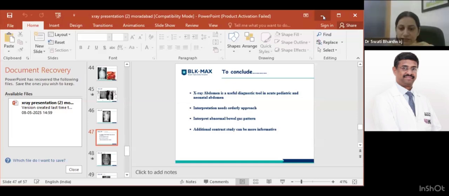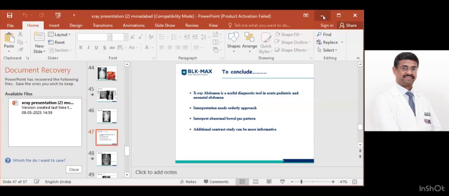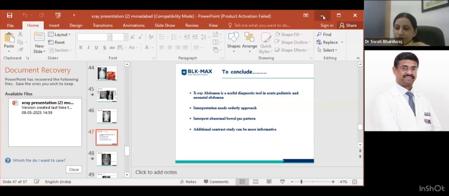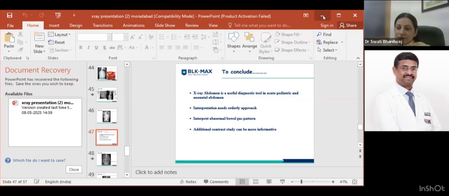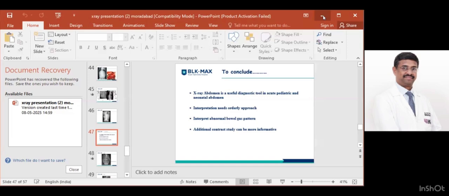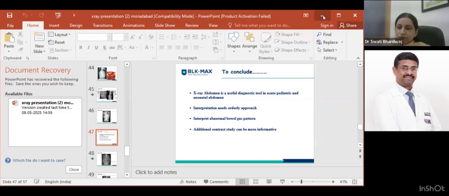But since the topic was X-ray, I think you did a great job. There was this question: how to do an erect X-ray in the NICU? I think there is no choice. For an erect X-ray, you have to come down because we need a bucky for that stand. So you'll have to come down to the X-ray department to get an X-ray.